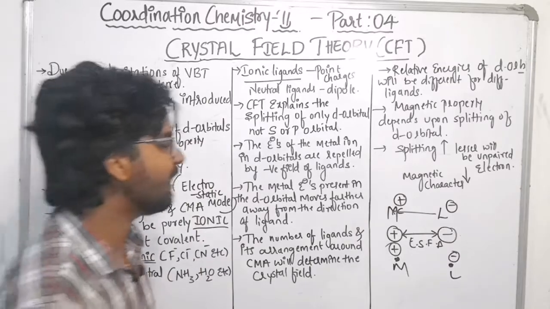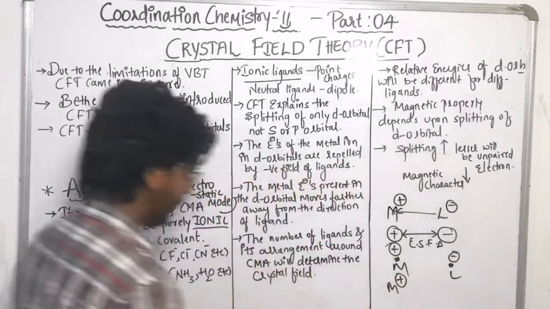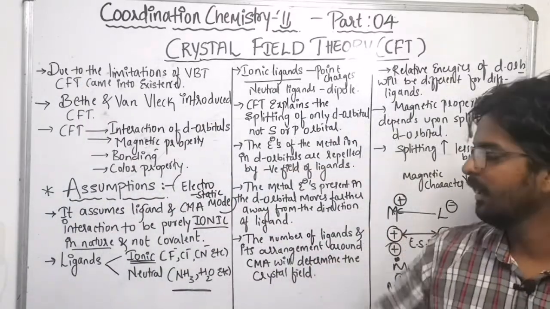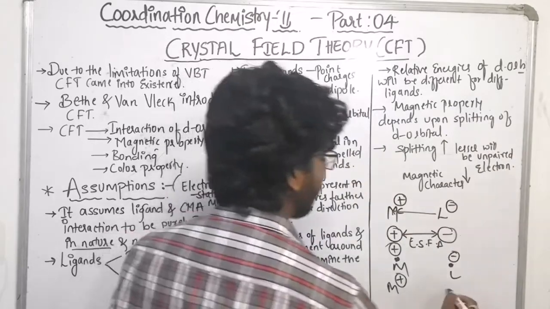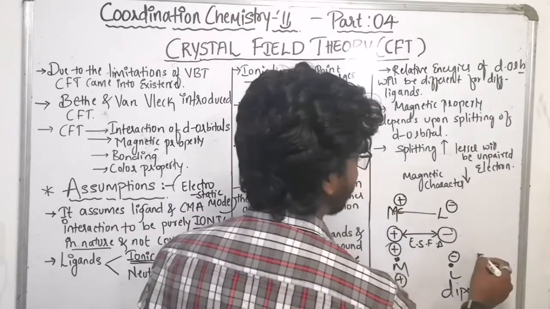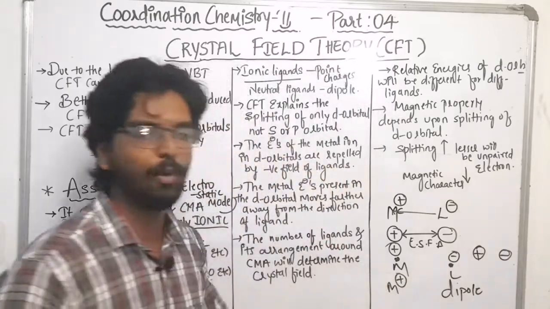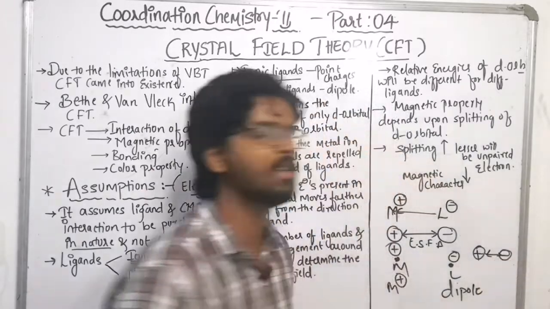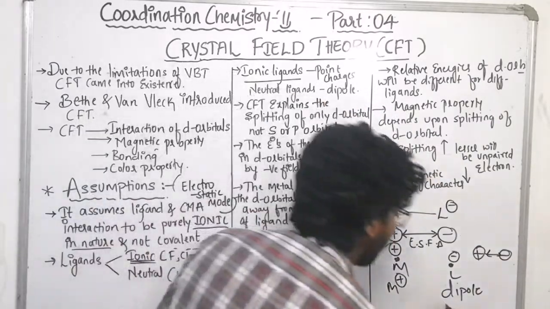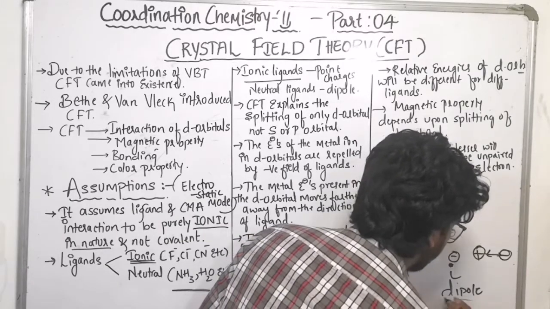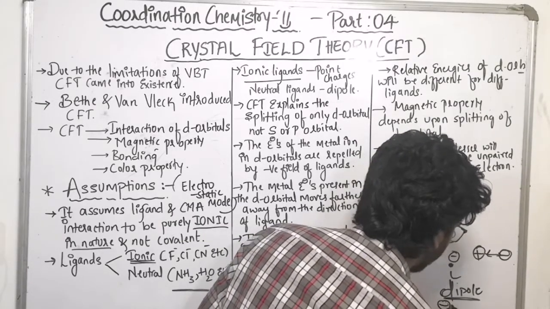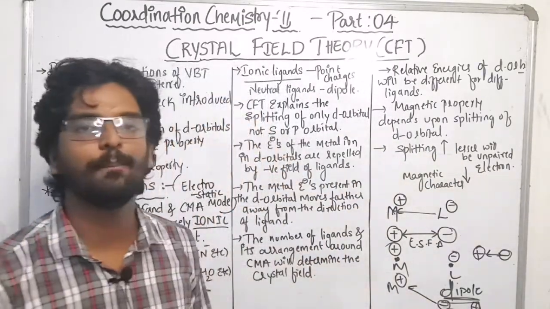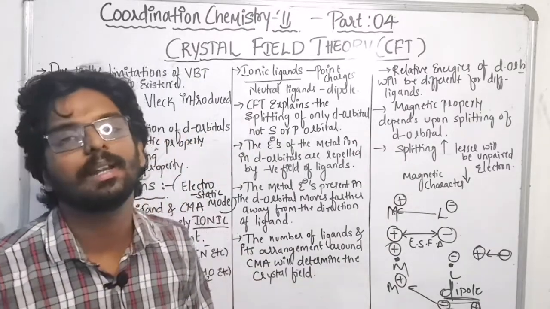In the same way, if the metal ion is present here, and the ligand is a neutral one, then it is considered as a dipole. As we all know, a dipole has two opposite charges which are separated by a certain distance. If you consider the negative terminal of the dipole, here is a positive, here is a negative. So the negative terminal of the dipole is directed towards the central metal ion.